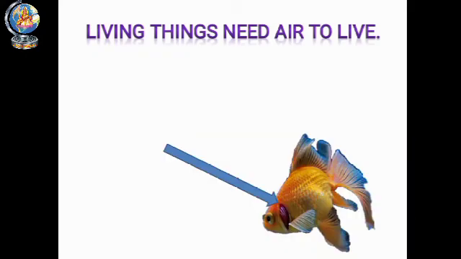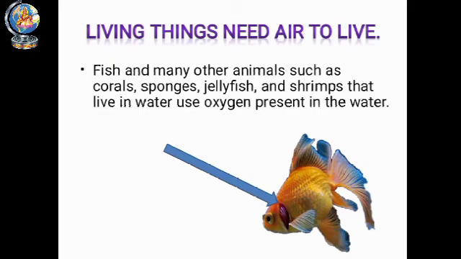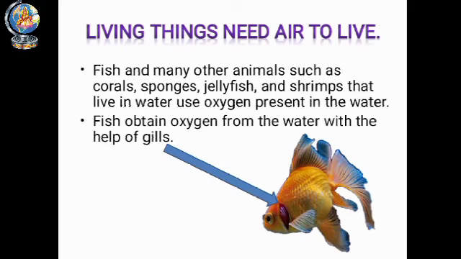Now about fish. Think, what is this arrow pointing at? See, what is that thing? Try to guess, keep that name in your mind, and then let's see what it is. Fish and many other animals such as corals, sponges, jellyfish and shrimps that live in water use oxygen present in water. And this thing is, yes, gills. Fish obtain oxygen from the water with the help of gills, right?